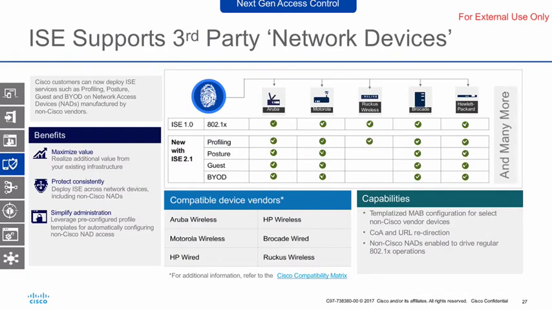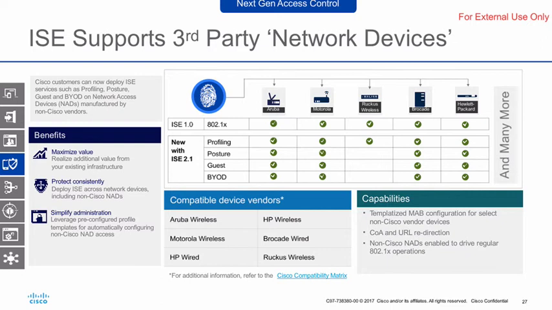Previously, ICE has been accused of not being able to play well with third party. And let's walk through that. When we started with ICE 1.0, we've always been a standards-based RADIUS server, and we've always been RFC compliant for that. So starting with 1.0, we could always do 802.1x with any piece of infrastructure that supported that standard. Now with ICE 2.1 and newer, we have enhanced support for third-party network devices to include our popular features such as profiling, posture assessment, guest, and BYOD.